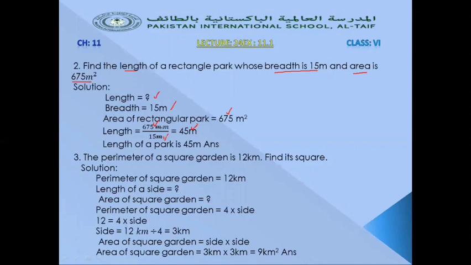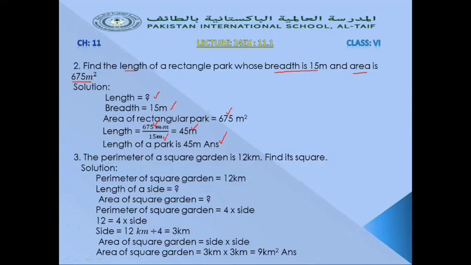So we got the length of the given rectangle whose breadth is 15 and area is 675 square meter. The length of the park is 45 meter. So the required answer we got is 45 meter.